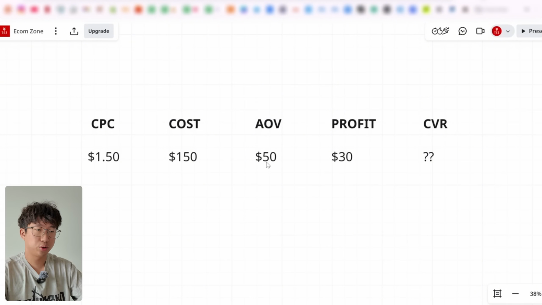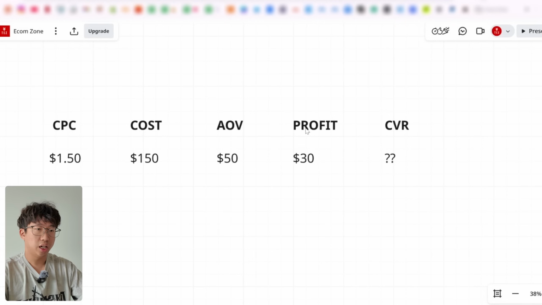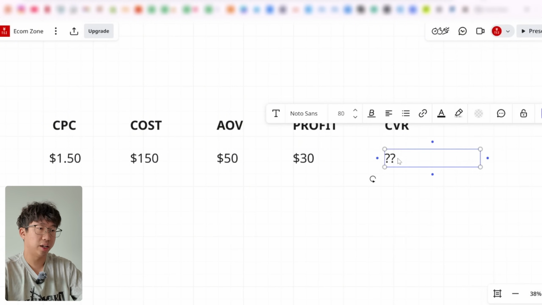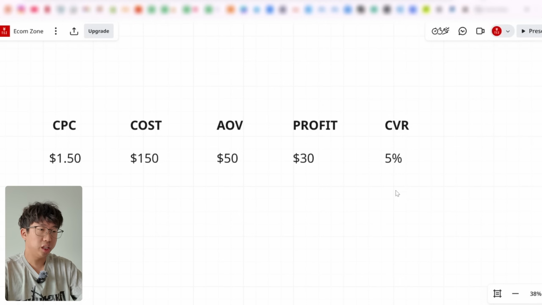Now let's just say your average order value is $50 and your profit per order is $30. Now to work out our conversion rate to cover this cost, we need to do the cost divided by our profit, so it's 5. So we need 5 sales for every 100 visitors to break even. This is just to break even, guys, not even to profit. So if your purchase rate is 5%, that is very high. It's almost impossible and unheard of. And that's why this is terrible metrics.